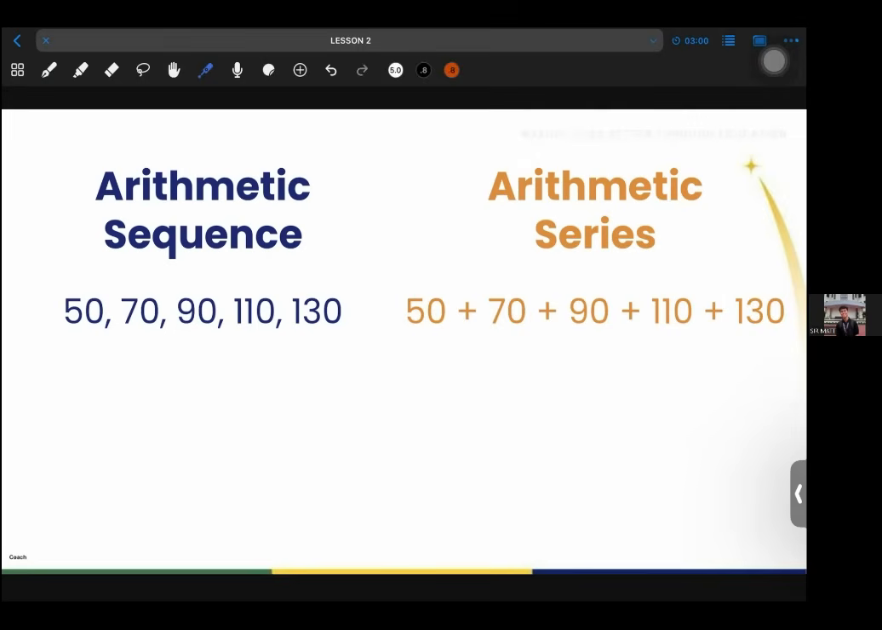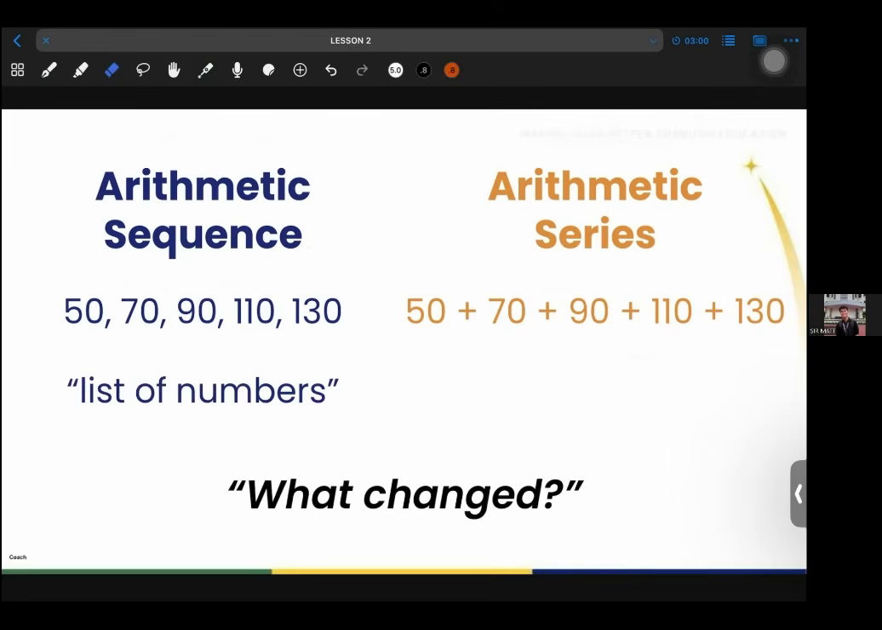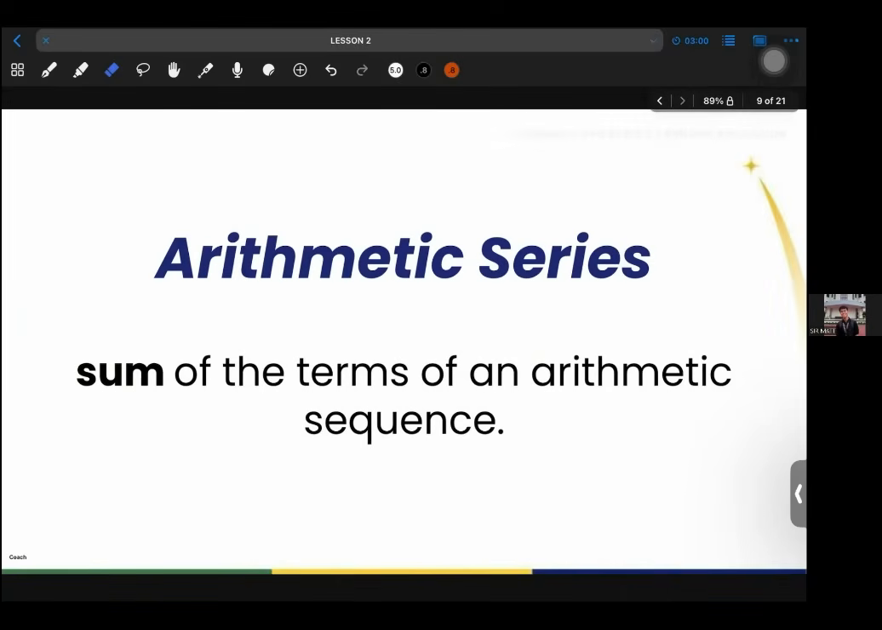So what's the difference between an arithmetic sequence and an arithmetic series? As we can see, an arithmetic sequence is simply a list of numbers that follows a common difference, while an arithmetic series is just the sum of those numbers. So we add all the numbers. So with that distinction in mind, let's formally define what an arithmetic series is. An arithmetic series is just basically the sum of the terms of an arithmetic sequence.